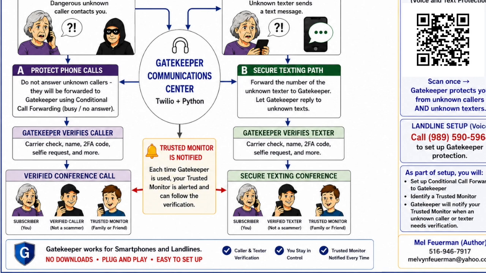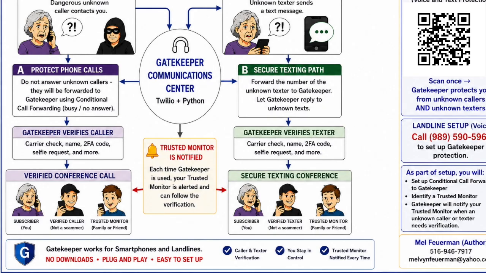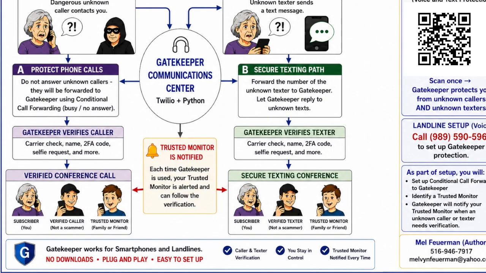So Gatekeeper can't really check the photograph, but when Gatekeeper gets the selfie, it forwards that photo to the old lady, and she can see the picture of the person. So the point is that the unknown texter now has to reveal himself with a picture to the subscriber. And that way we know whether it's really a person or some kind of fake. And scammers are very reluctant to reveal pictures of themselves or even do a two-factor code.